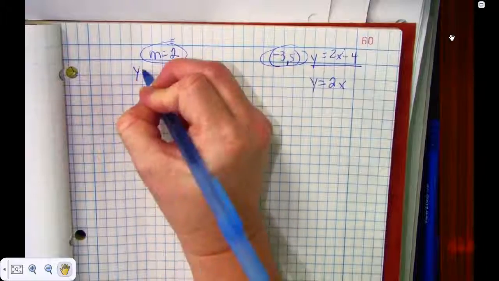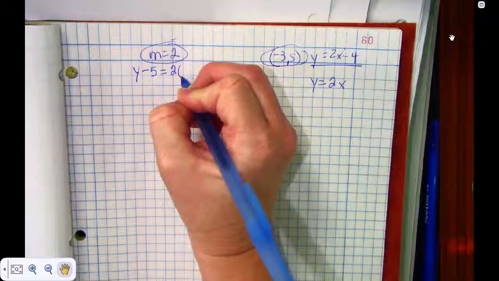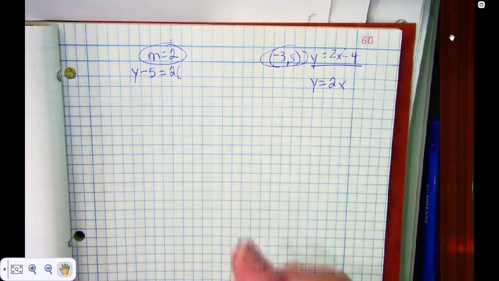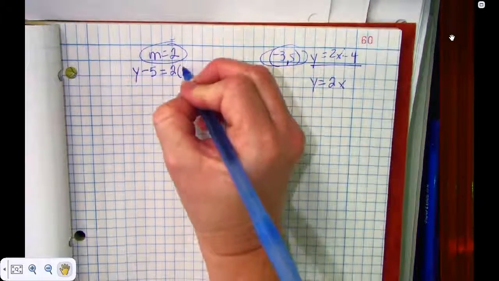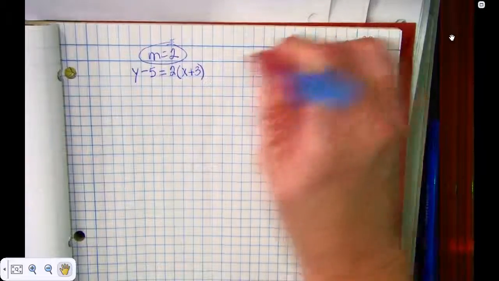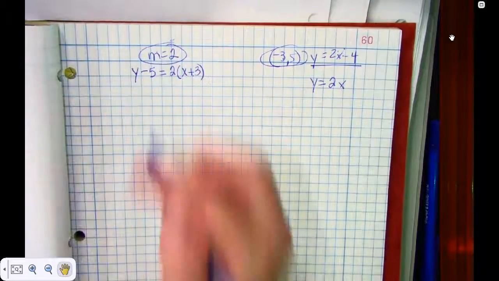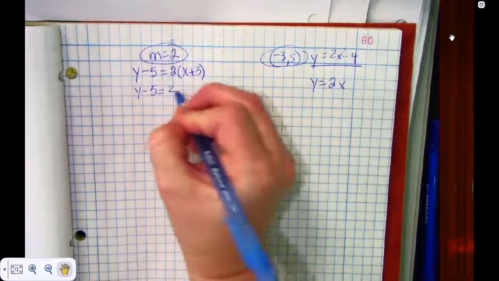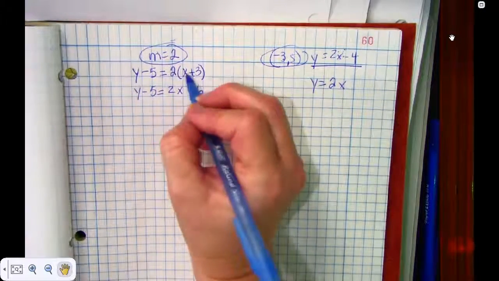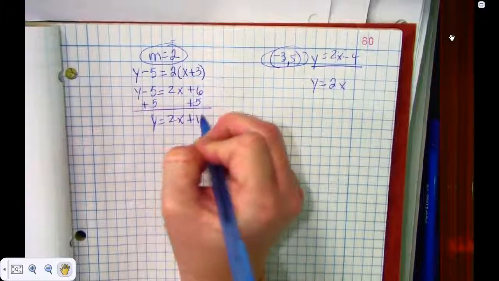So all I'm going to do is go y minus 5 equals 2, open parentheses, y minus 5 equals 2 times what? x plus 3. So I use the point and the slope. I know it's going to be the same. Go put it in point slope, and then I can get it. So y minus 5 equals 2x plus 6. Now we're going to add 5, and y equals 2x plus 11.